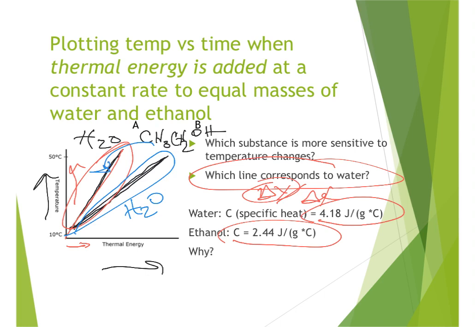So let me walk you through why that is. The most important thing to learn here is what a high value or a low value of specific heat means. Water has a very high specific heat. What does that mean? It means it takes a lot of energy, a lot of joules, to raise the temperature.